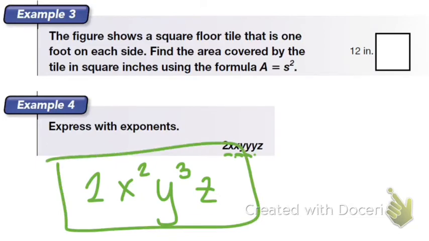Okay, so however many there are of each letter is what your exponent should be, because that's how many times you're multiplying it by itself.